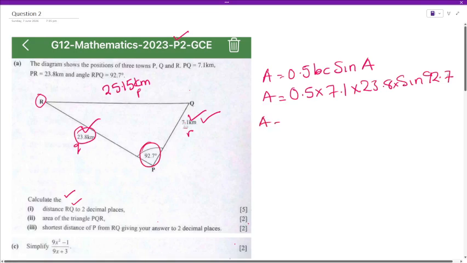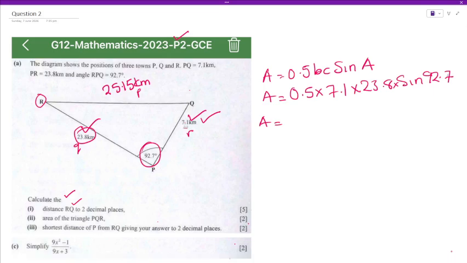Then my area becomes 0.5 times 7.1 times 23.8 sine 92.7.